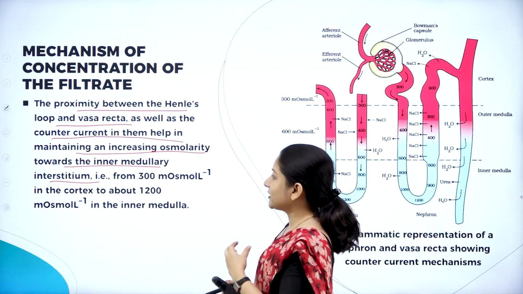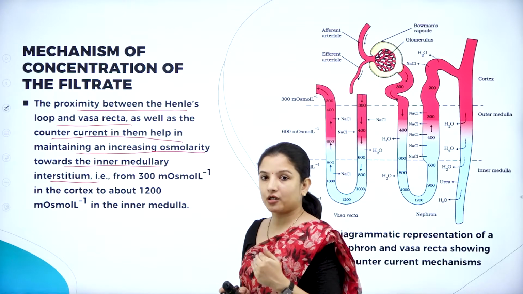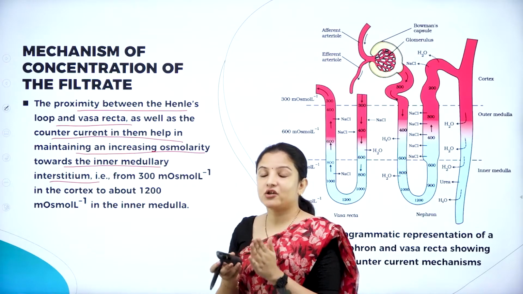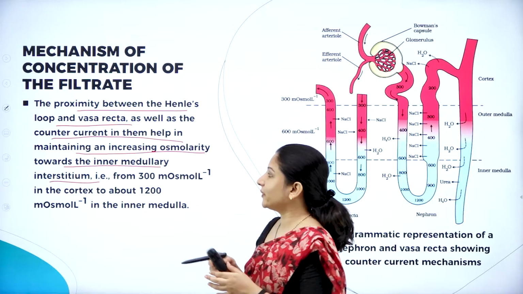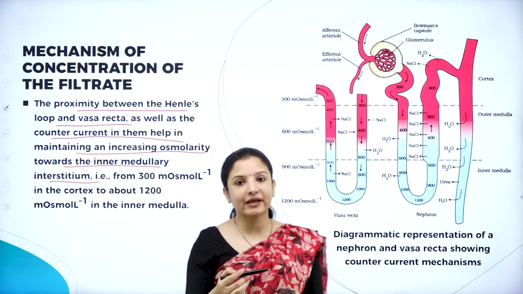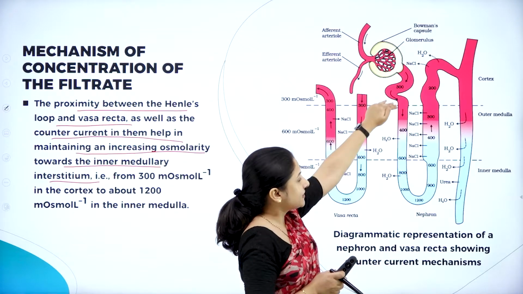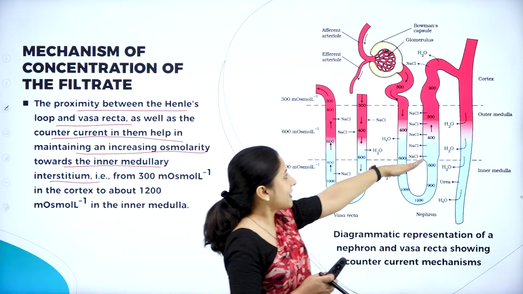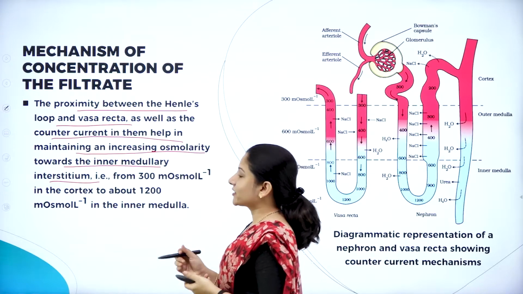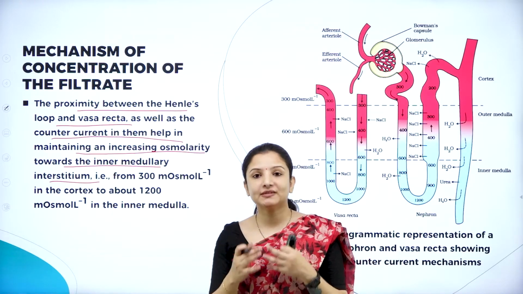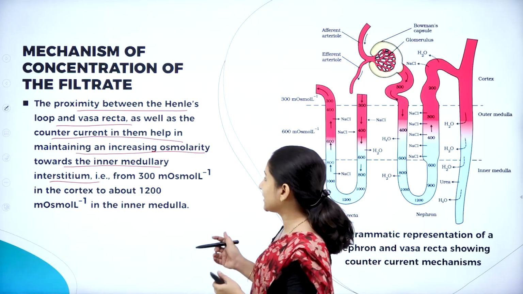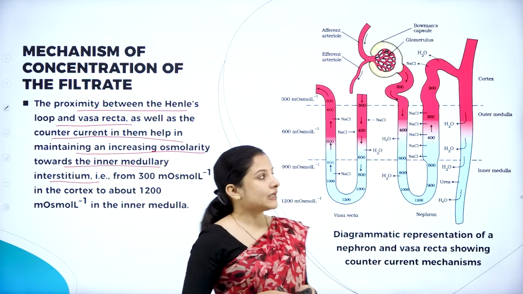So if the osmolarity has to be maintained in an increasing order, then it is the proximity or the closeness between the Henle's loop and the vasa recta, along with the counter current mechanism. So what is the counter current mechanism occurring there? It is the descending movement of the urine filtrate and the ascending movement of the urine filtrate in opposite directions, right? So all that will actually maintain the Henle's loop in such a way that the osmolarity of the urine keeps on increasing towards the inner medullary interstitium.